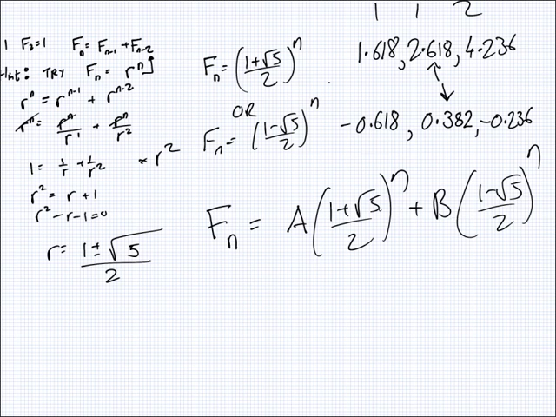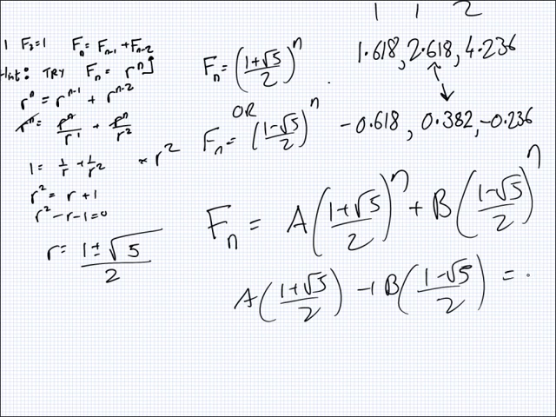Any ideas on how we could figure out what the A and the B are? Well, if I put in n is 1, what should my answer be? What should I get for the first term if n is 1? I should get 1. Right? So if I put in 1, I get A times 1 plus root 5 over 2 plus B times 1 minus root 5 over 2. That should equal 1. Yeah? What should I get if I put in n is 2? I should also get 1, shouldn't I? Yeah. And then you can do the same thing.